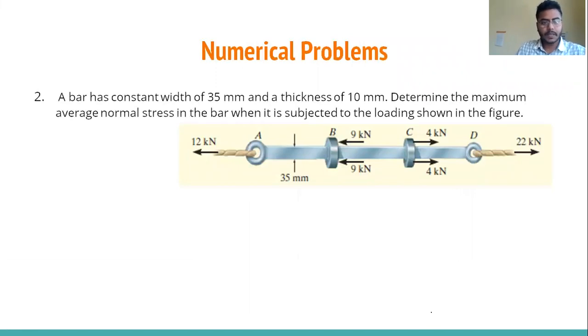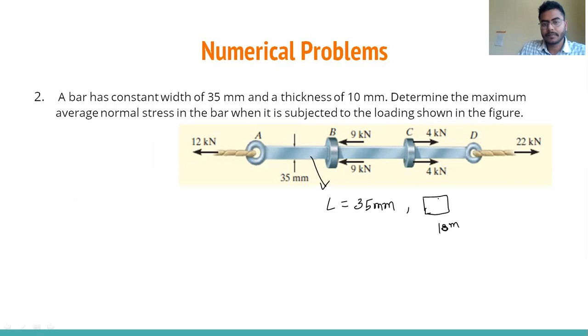Second question we have: a bar has a constant width, that is 35 mm, and a thickness of 10 mm, right? So here you can see in this figure, this length is given 35 mm, and the cross section is given like this. Cross section is given, that is 10 mm thickness, right? Width is given, 10 mm thickness is given, right? So determine the maximum average normal stress in the bar when it's subjected to the loading shown in the figure.